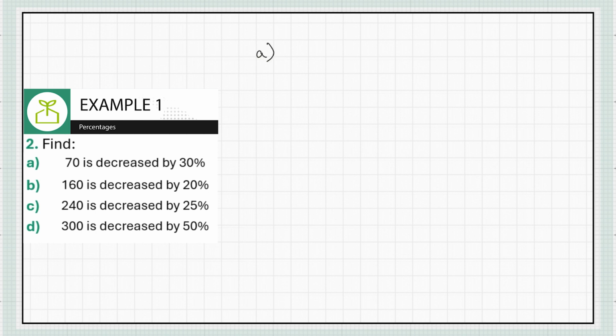We have 70 is decreased by 30%. So let's determine 30% of 70. So this is the same as 30 over 100 multiplied by 70 over 1. Now, you can cancel this fraction by finding the highest common factor between them. For these two, the highest common factor is going to be 10. Divide 100 by 10, I will get 10. Divide 30 by 10, I will get 3.